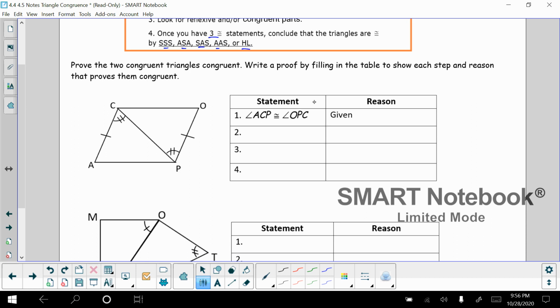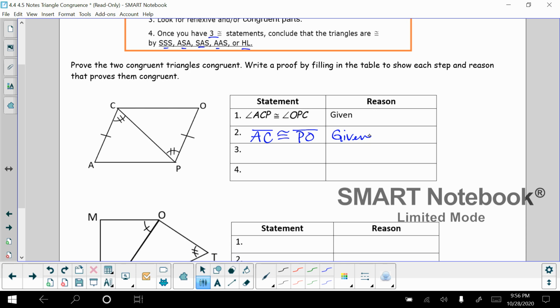Okay, so it's going to be a statement, reason proof. And you kind of saw this a little bit when we did a deductive proof. So this is kind of the same thing. So the first one I listed for you says angle ACP is congruent to angle OPC. Okay, and that is given. The other thing I notice is that this side is congruent to this side. So we're going to say AC is congruent to PO. Okay, and we're going to write given because they marked it for us.